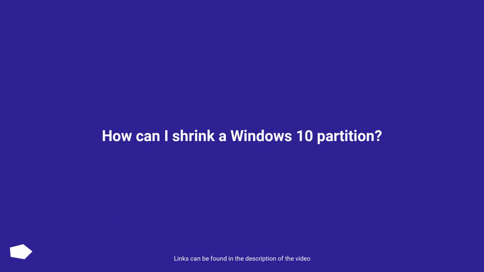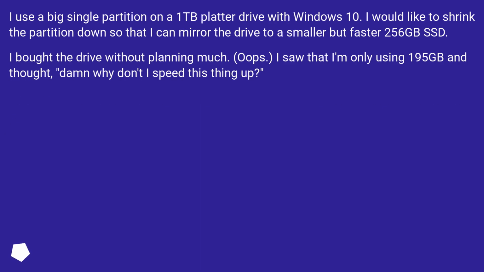How can I shrink a Windows 10 partition? I use a big single partition on a 1 TB platter drive with Windows 10. I would like to shrink the partition down so that I can mirror the drive to a smaller but faster 256 GB SSD. I bought the drive without planning much. Oops. I saw that I'm only using 195 GB and thought, damn, why don't I speed this thing up?